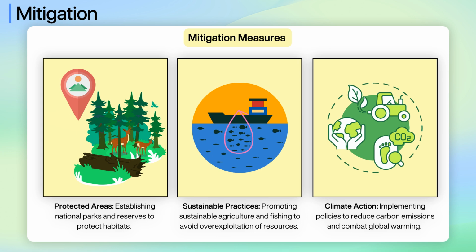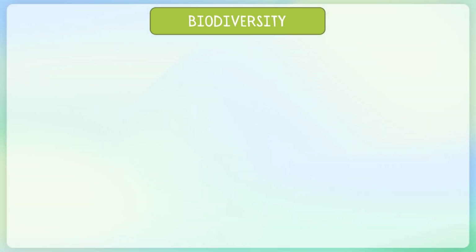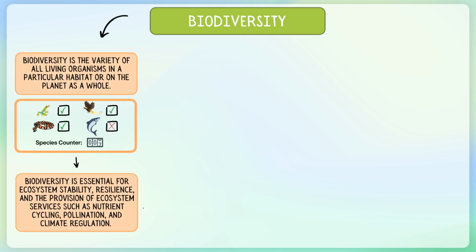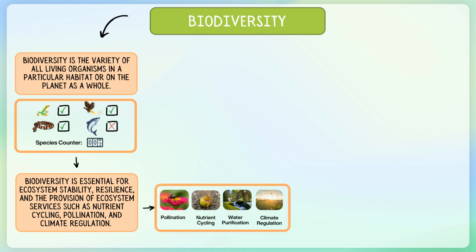In today's lesson, we delved into the concept of biodiversity and its crucial importance to Earth and its ecosystems. We defined biodiversity as the variety of all living organisms in a particular habitat, or on the planet as a whole. We emphasise that biodiversity is essential for ecosystem stability, resilience, and the provision of ecosystem services such as nutrient cycling, pollination, and climate regulation. We then discussed the impact of human activities on biodiversity.